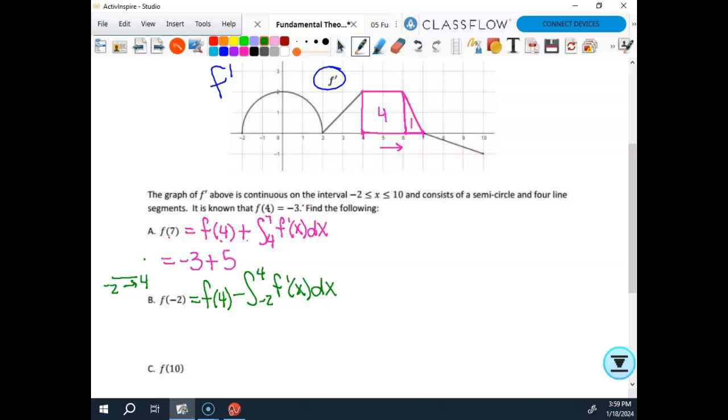f of 4 equals -3. They gave me that. And then I'm going to subtract from -2 to 4 is this right here. So that's going to be the area of the semicircle and the area of this triangle. Okay, so go ahead and calculate the area of the semicircle and the area of the triangle.